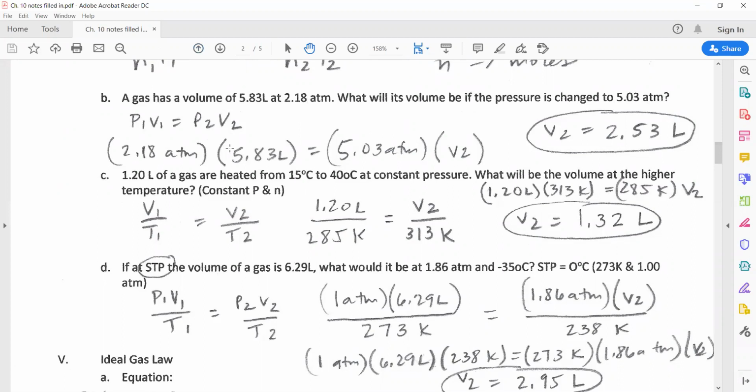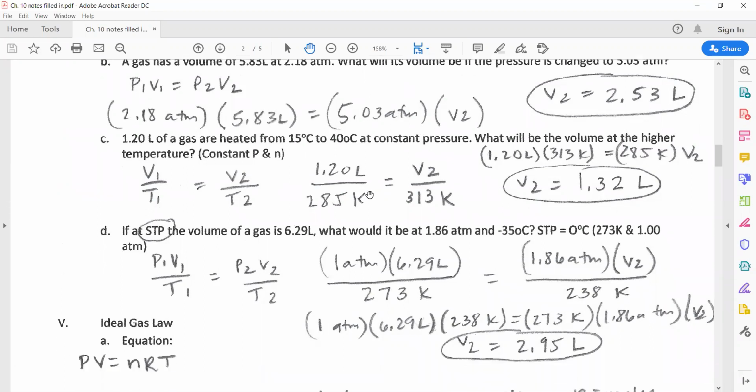I would plug in my original. So original pressure 2.18, original volume 5.83. And then on the other side, I have changed my pressure to 5.03 atmospheres, and I've left V2 as my variable. So we can solve for V2 by just dividing by 5.03 on this side and dividing by 5.03 on the other side. And here's my final volume. Whatever the units of volume are on the left, that's what we're going to get on the right, because the atmospheres are canceling out and the volumes will match.